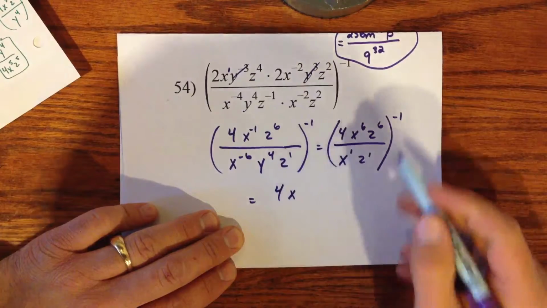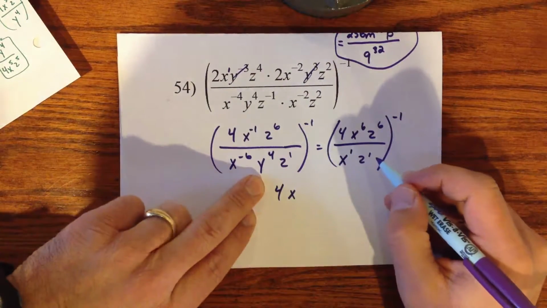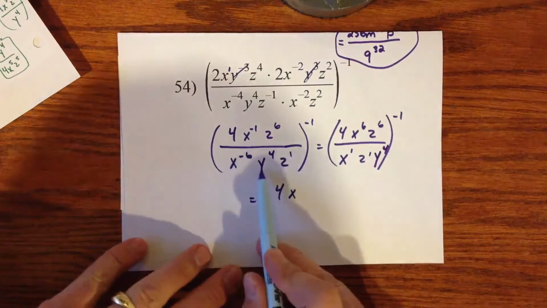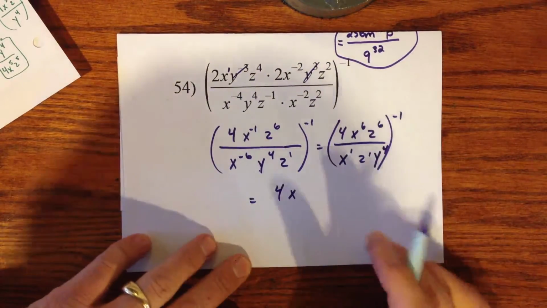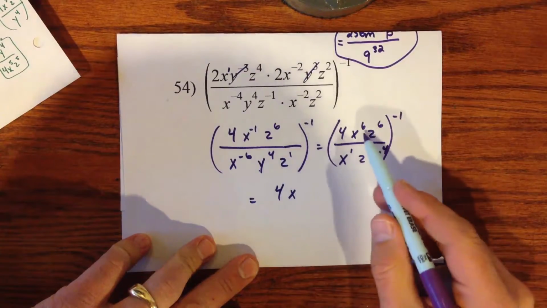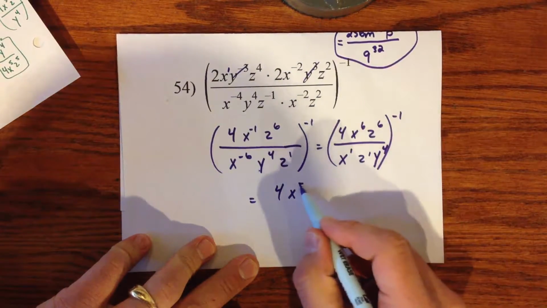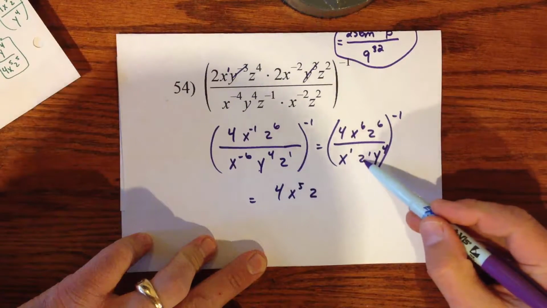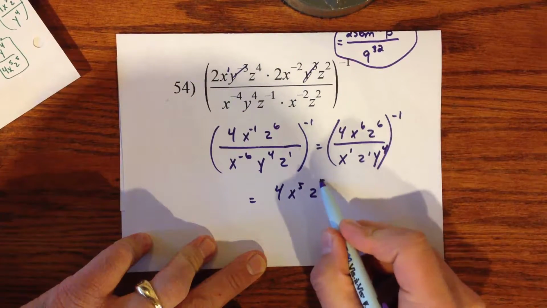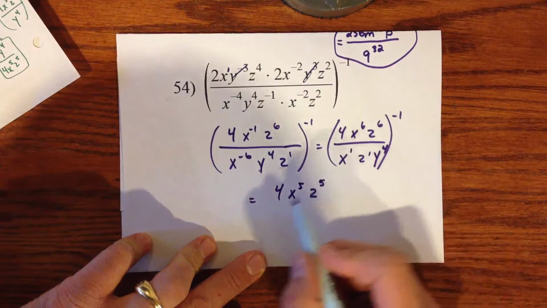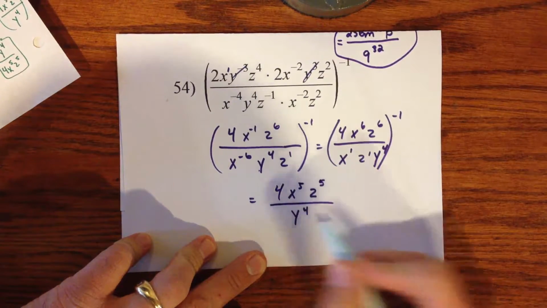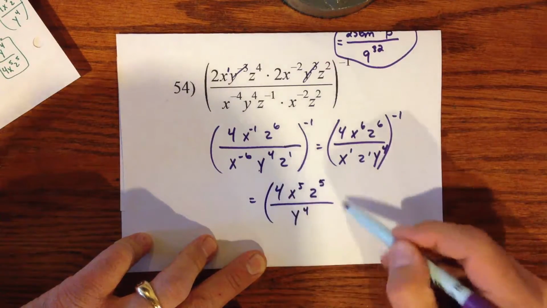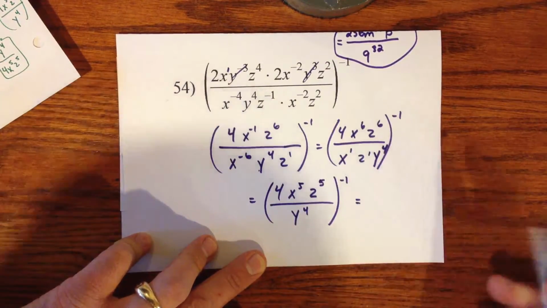Alright, here we go. Don't want to forget my y to the 4th. When I rewrote, I forgot my y to the 4th, so there you go. So I have 6 up top, 1 on the bottom, so I have 5 left on the top. I had 1 z and 6 z's, so I have 5 z's left on the top. And I still have that y to the 4th. Alright, and this is all still in the negative first power.